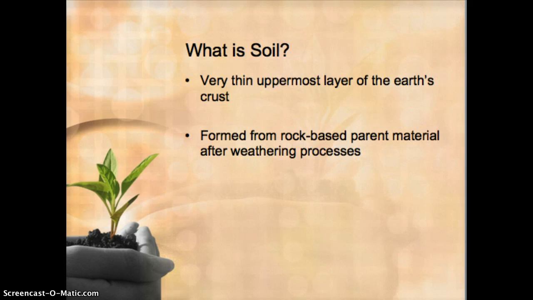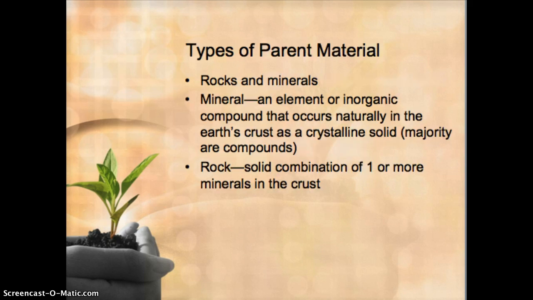The first thing we need to look at is what is soil. It's the very, very thin uppermost layer of the Earth's crust. And again, it's formed from that rock-based parent material, as it's called, after weathering processes. Those weathering processes, which we'll get into a little bit with this rock cycle, could be chemical or physical weathering processes. So what are these types of parent material?